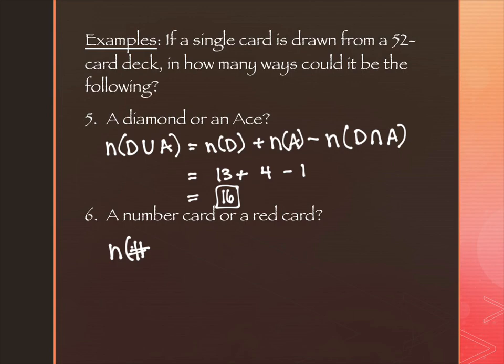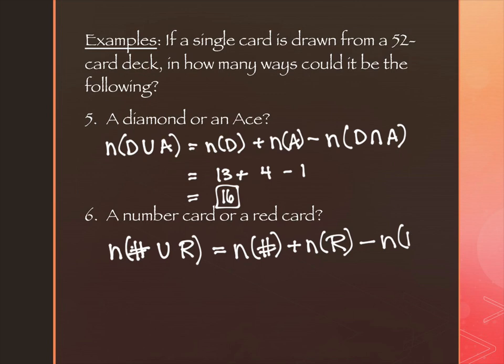This is the number card or a red. So I want to get the number of ways of having a number card plus the number of ways of having a red card minus the number of cards that are both number cards and red. And again, if you don't like the U's and the unions and intersections, like that we're using those symbols, you can write the word or in there. It's fine. And if it helps you to sort of think about them.